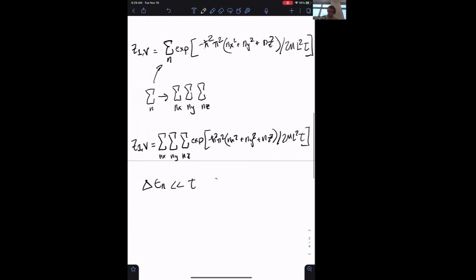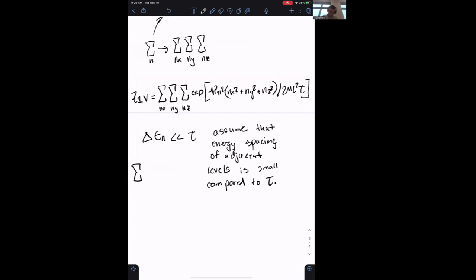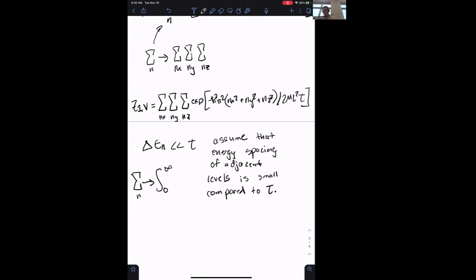So we're going to assume that the energy spacing of adjacent levels is small compared to tau. And what this means is we can treat these sums and convert them into integrals. And that's going to make this problem a lot easier. So let's go ahead and do that.